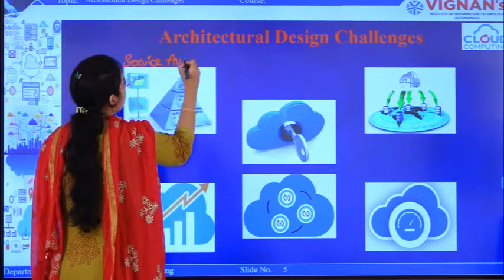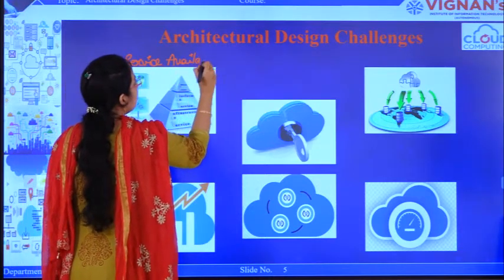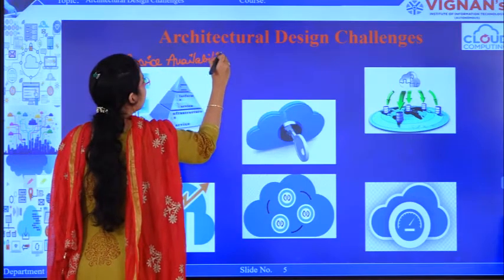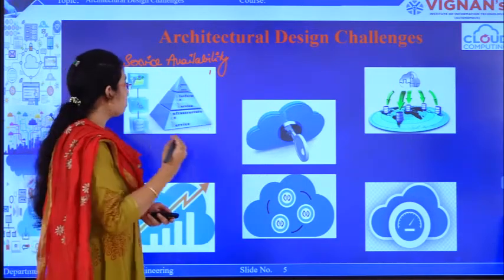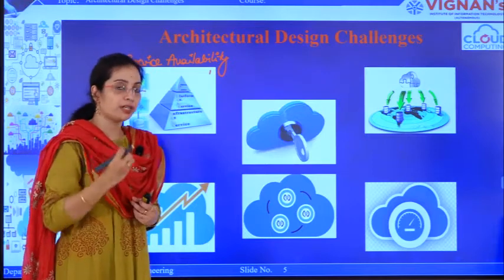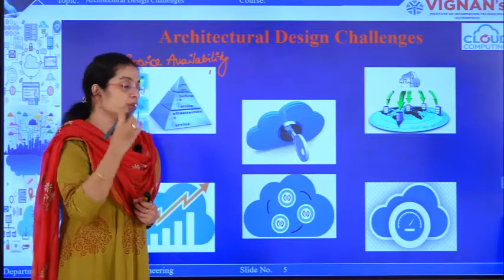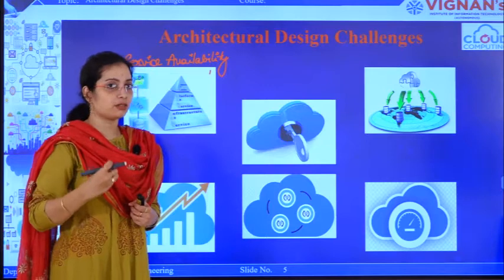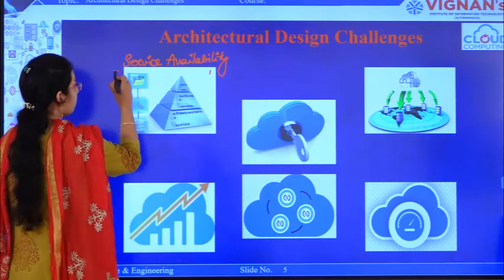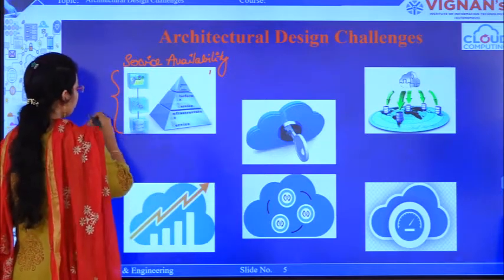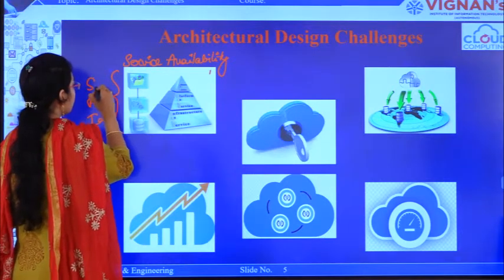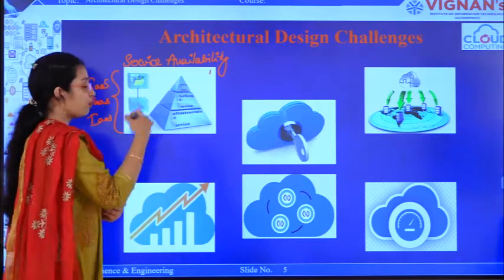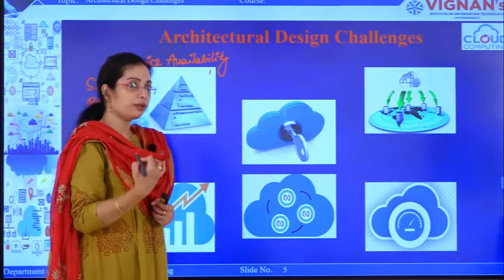Service availability. While the user is utilizing the particular cloud service, is it providing the service according to their requirement, on demand, or not? Because it is providing the service in the form of IaaS, PaaS and SaaS. The cloud is providing the service on demand delivery.